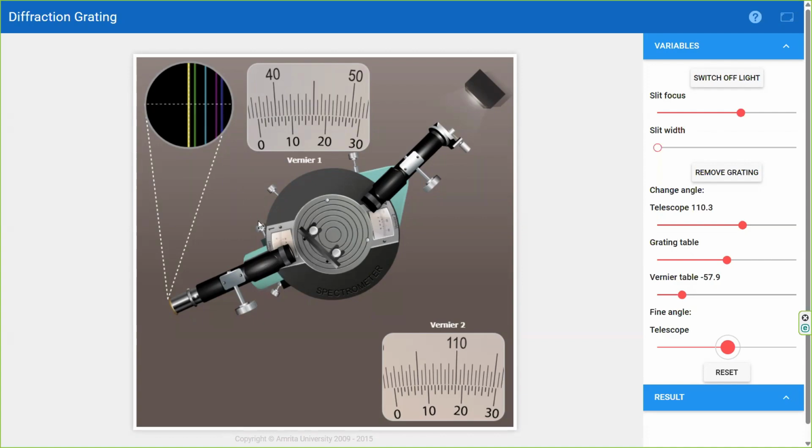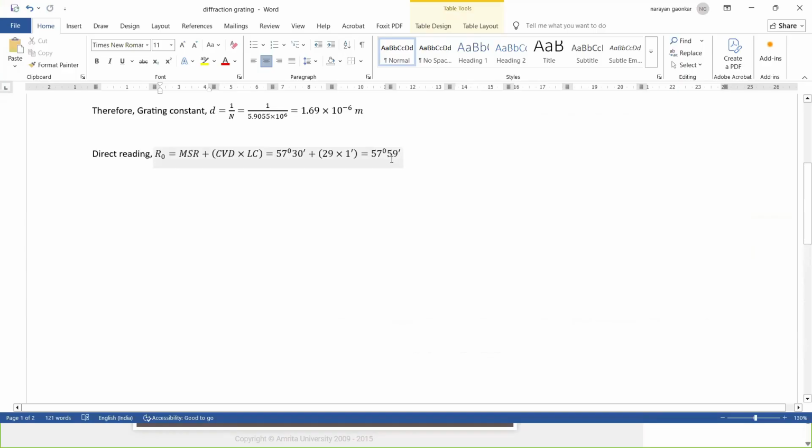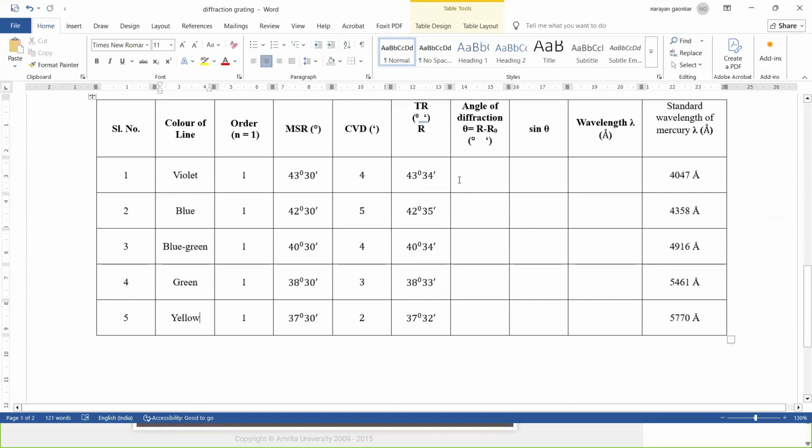Now the direct reading is 57 degree 59 minute and I will subtract the reading for each line from 57 degree 59 minute, and I will enter the value of this angle of diffraction here after that calculation. So here finally I have calculated the value of the angle of diffraction for all the spectral lines of Mercury. And as you go from violet to yellow, the angle of diffraction increases.